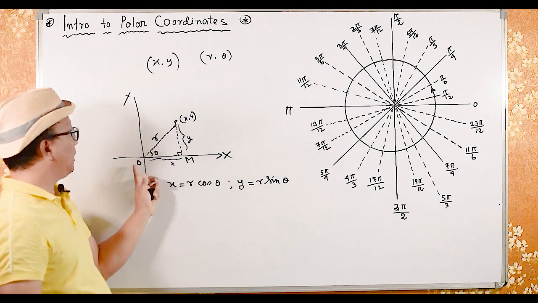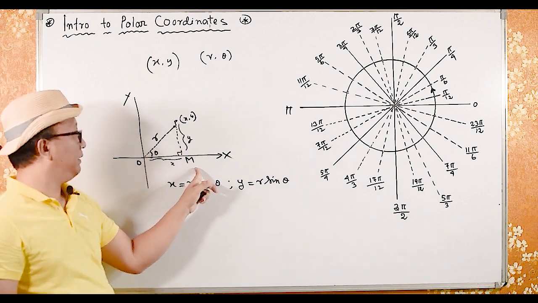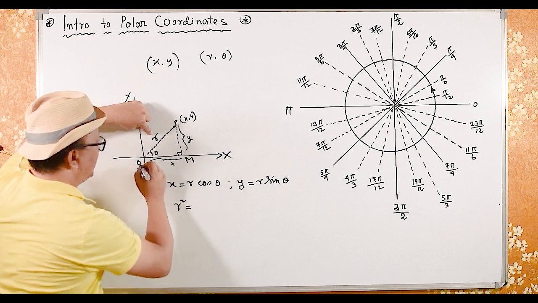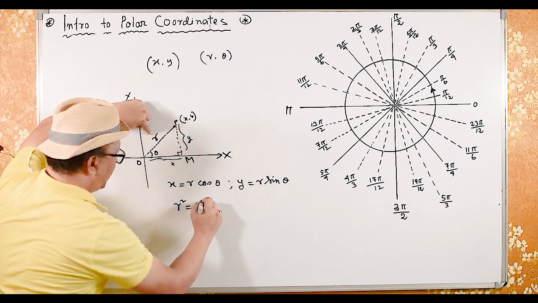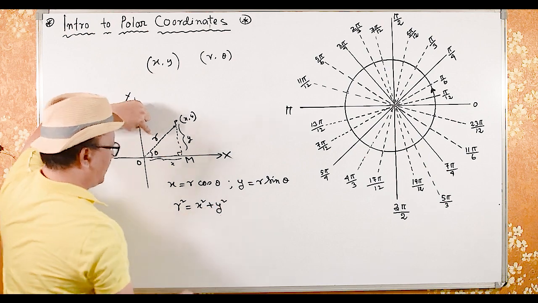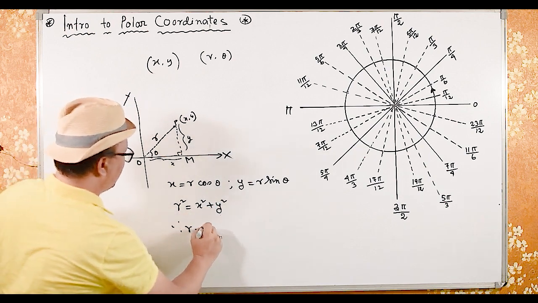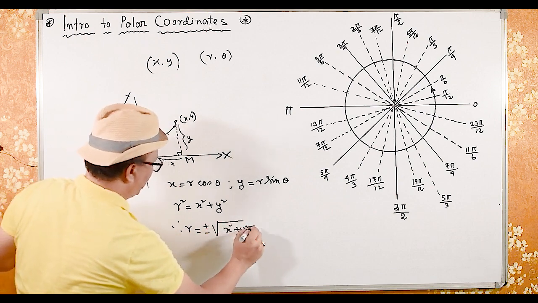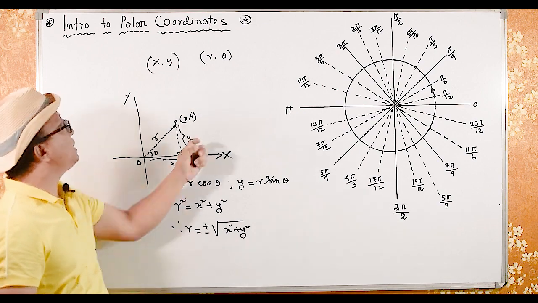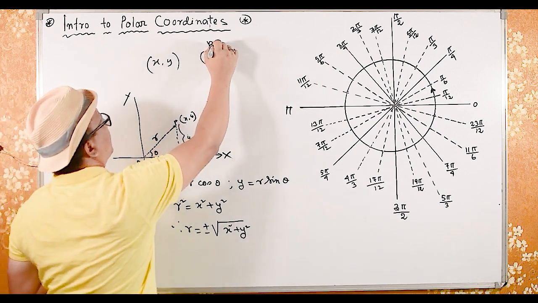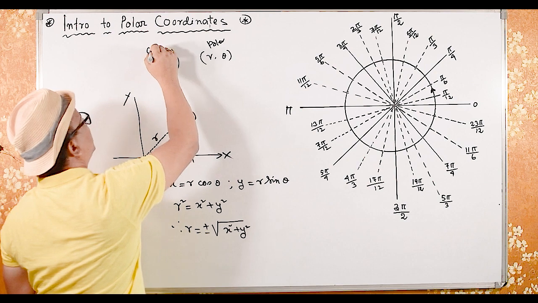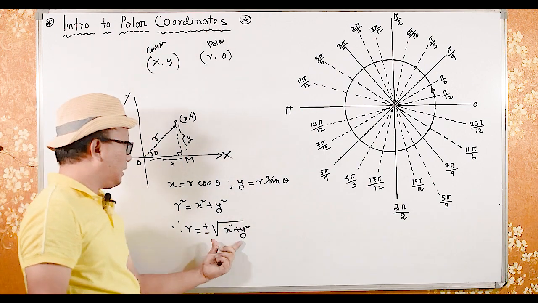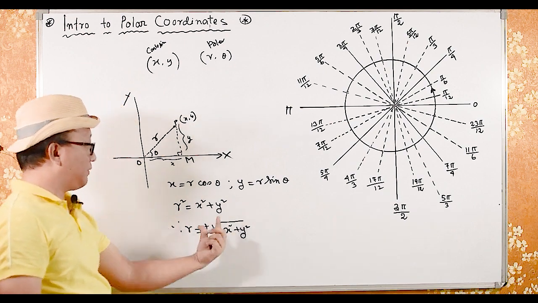Let's consider this triangle OPM. It is a right angle triangle. By Pythagoras theorem, r square equals this square plus this square, meaning x square plus y square. Therefore r equals plus minus square root of x square plus y square. This is the polar form and this is the Cartesian form. Now from polar you can convert to Cartesian, or vice versa.